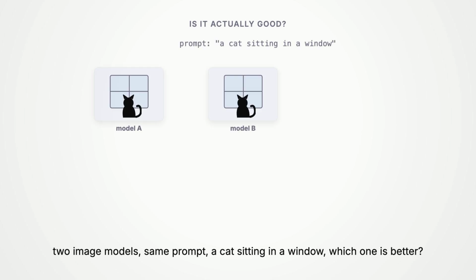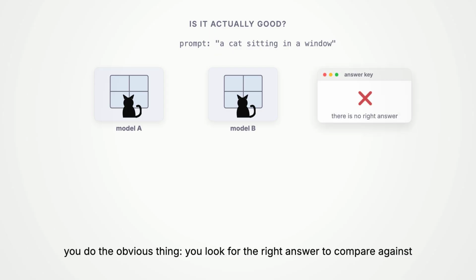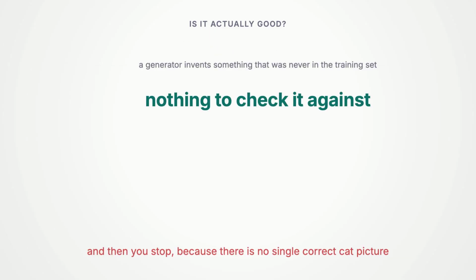Two image models, same prompt, a cat sitting in a window. You want to know which one is better, so you do the obvious thing. You look for the right answer to compare against. And then you stop because there is no right answer. There is no single correct cat picture.